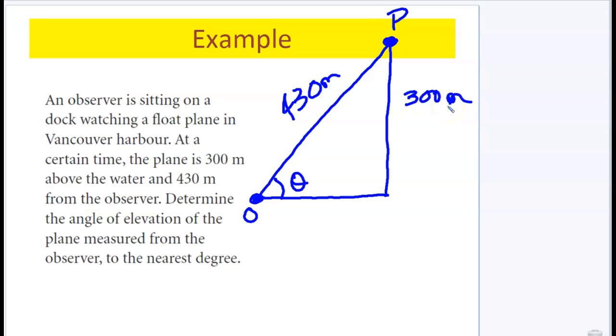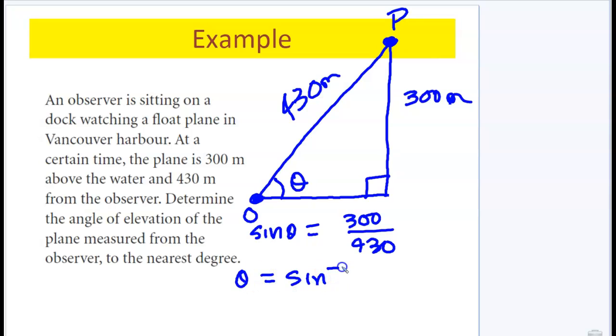I know the opposite side and the hypotenuse. So therefore I'm going to use the sine of angle theta. And that's going to be 300 divided by 430. And just like we did before, I'll take the sine inverse of both sides. And then I'll use my calculator to evaluate that value. So it's going to be sine inverse of 300 divided by 430. And to the nearest degree, that works out to be 44 degrees.